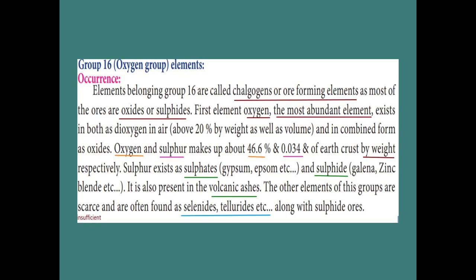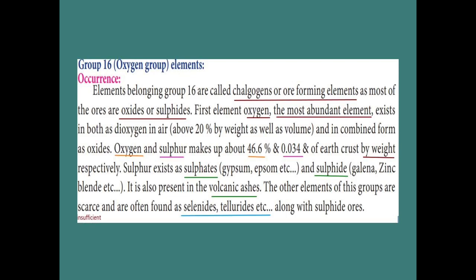Our next family is the oxygen family, that is group 16. That family is called the chalcogen family. What does chalcogen mean? Ore forming element. Most of the ores occur as oxides or sulfides, so the name chalcogen is derived because they are ore forming elements. The first element is oxygen.